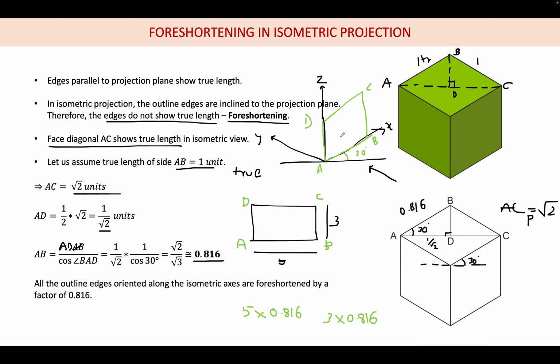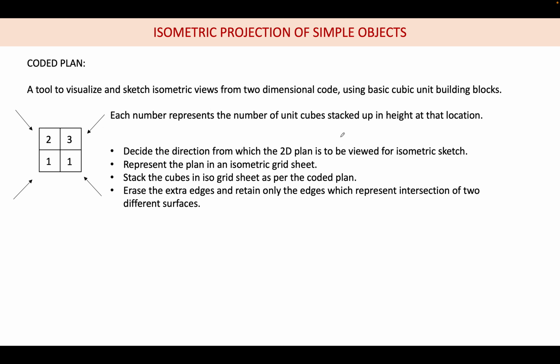Okay, so I will proceed. For simple objects there is something called a coded plan. A coded plan is nothing but a tool to visualize and sketch isometric views from a 2-dimensional code. So something like this: I have 4 squares, and inside each square I am writing some number.